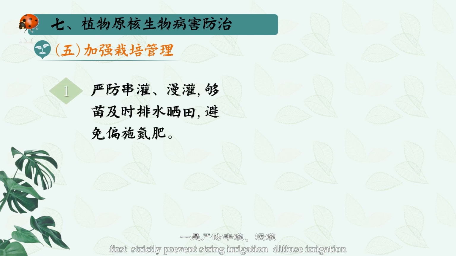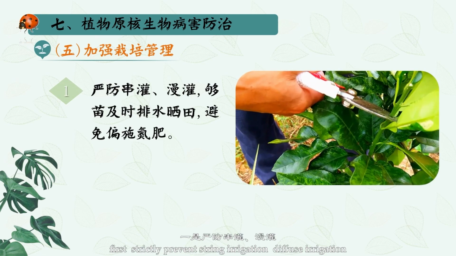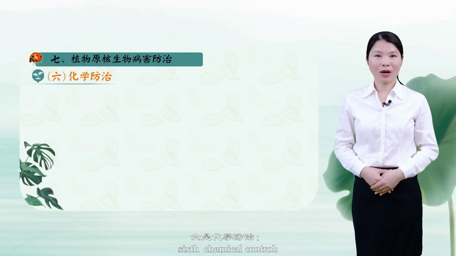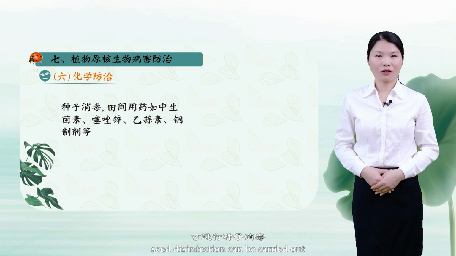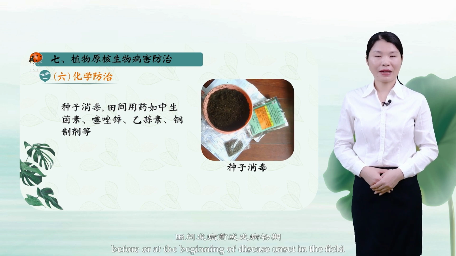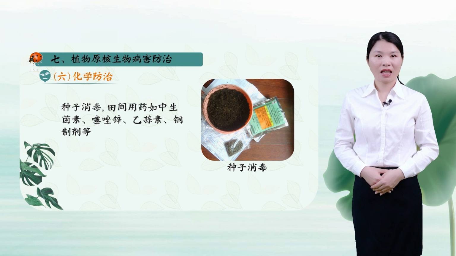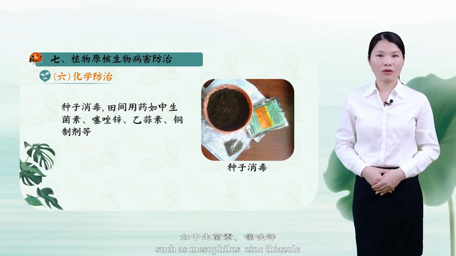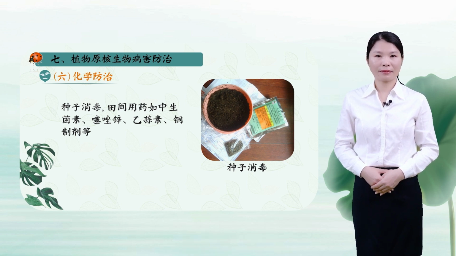First, strictly prevent string irrigation and diffuse irrigation. Drain the field in time and avoid partial application of nitrogen fertilizer. What's more, the orchard should be cleaned to reduce the base of the disease. Sixth, chemical control. Seed disinfection can be carried out before or at the beginning of disease onset in the field. Choose suitable pesticides to control different diseases, such as thiodiazole copper, zinc thiazole, allicin, copper preparations, etc.